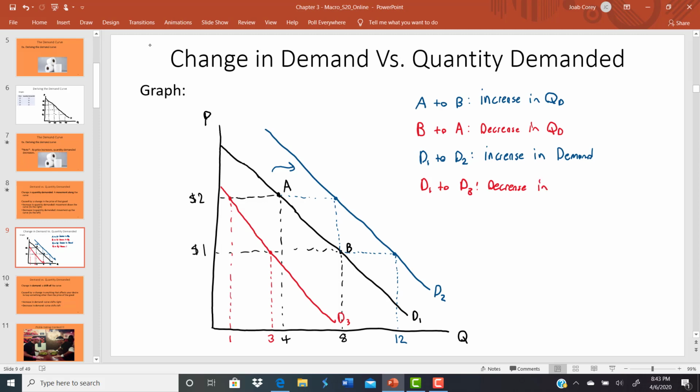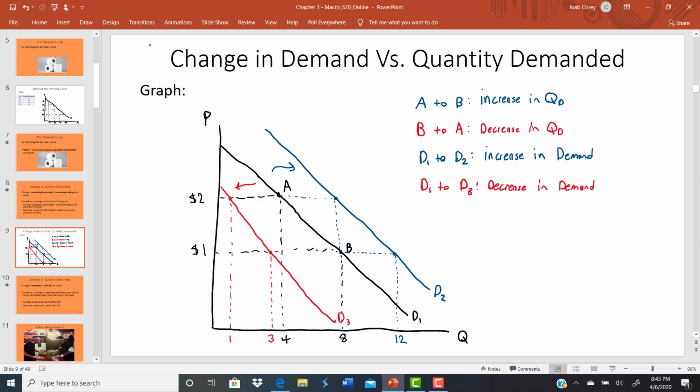Again, not in quantity demanded, even though you're buying less. It's a decrease in demand because this represents the fact that your desire to buy pickles at all the same prices has gone down, right? So again, that happens anytime you have a shift to the left of your demand curve. That is what represents a decrease in demand.